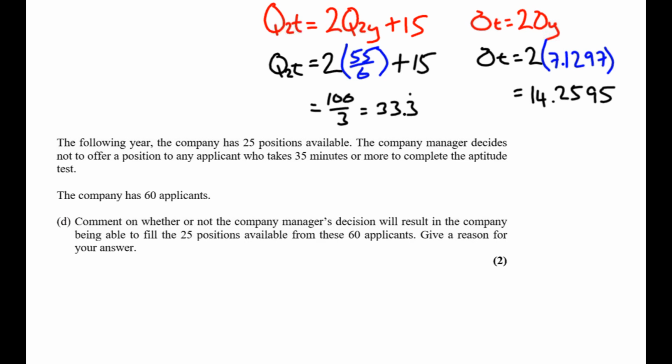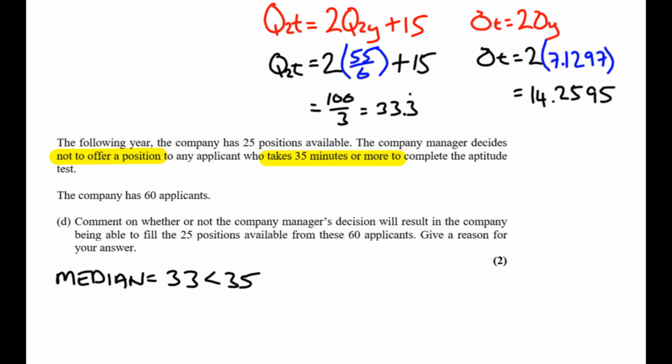Okay, so the first thing that my mind's gone to is the median. The median value was 33, and the median represents the point at which 50% of people completed the aptitude test faster than that, and 50% of people took longer than that. So I can assume 50% of the applicants will complete it faster than 33.3 minutes, which means they will be offered the position, because the manager's stipulation is that they will not be offered a position if they take 35 minutes or more.